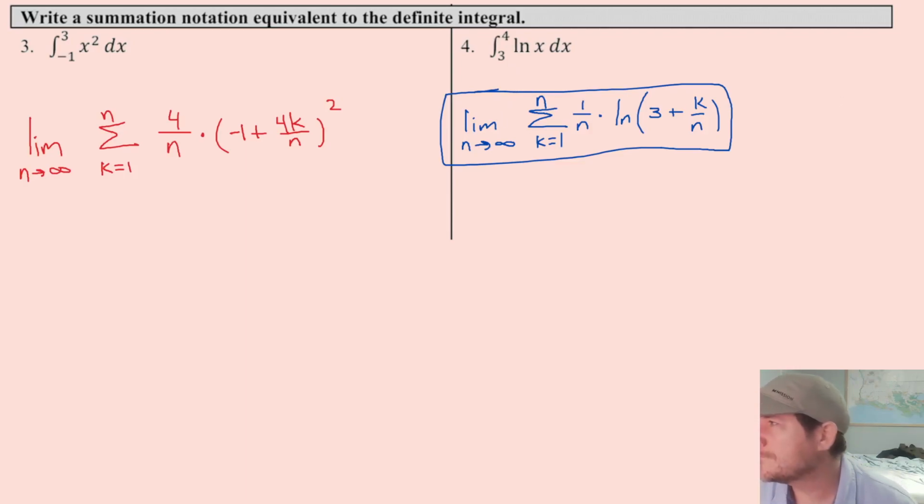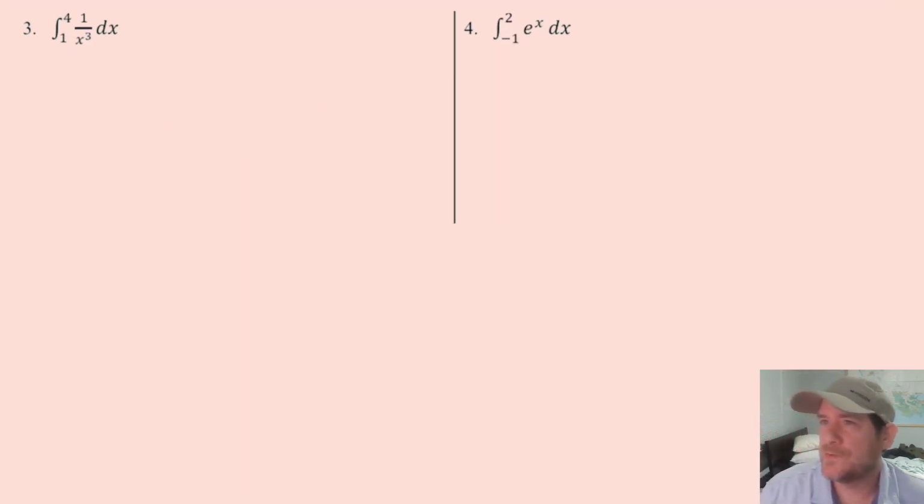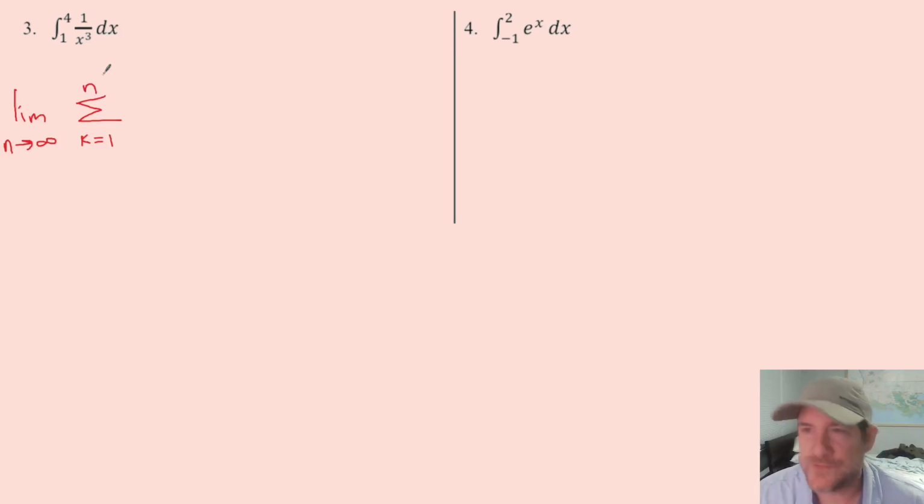Moving on. All right, so 2 more of these. This is going to be the limit as n goes to infinity of the sum. It starts at k equals 1, goes to n. All right, and again, what's going inside here? We want the 4 minus 1 giving 3 over n. That'll be our delta x.